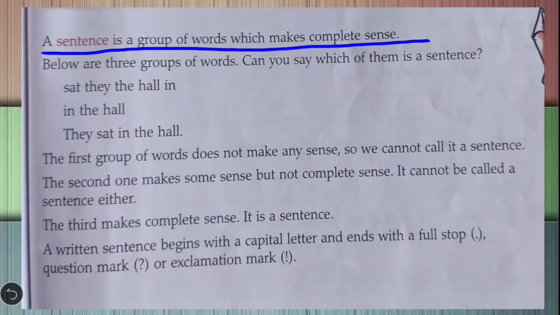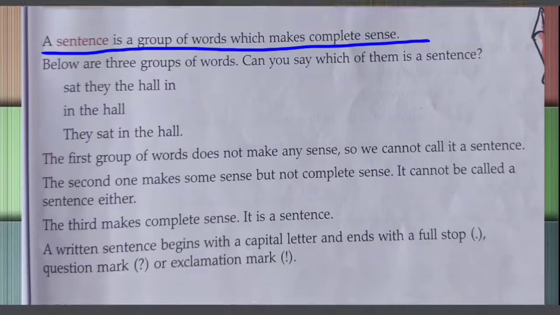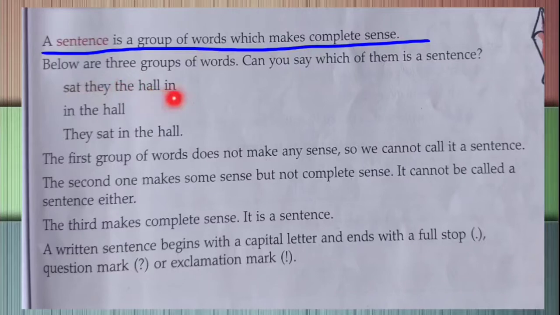Sat they the hall in. In the hall. They sat in the hall. Now look here. The same words are in the first, second and third sentence. But here we cannot understand what the sentence actually wants to say. The same words are there in the third sentence too. But what is written in the first sentence we cannot understand easily. That's why it's not a sentence.